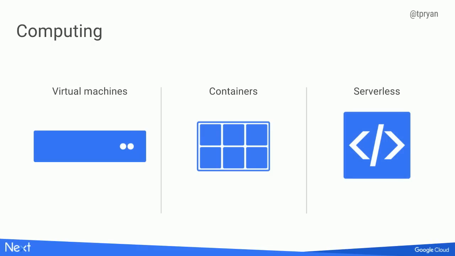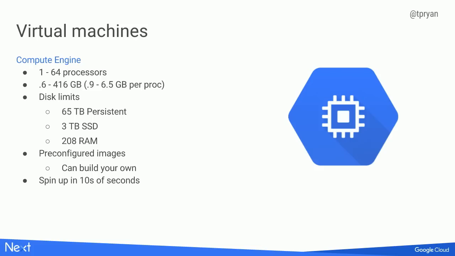But serverless is another path, and we'll talk about our solutions there. So let us start with our virtual machines. They're pretty straightforward. They are virtual machines. You can choose one from 64 processors. You can go all the way to 0.6 gigs of RAM, all the way up to 416. And basically, you're bound by how many processors you use.